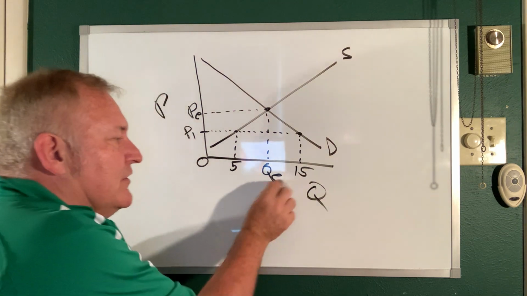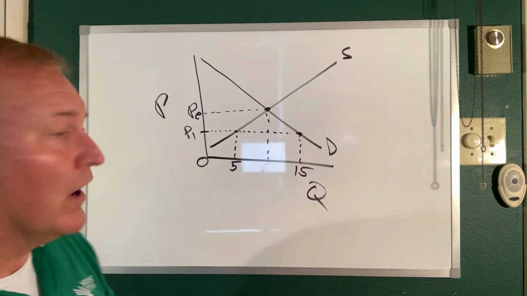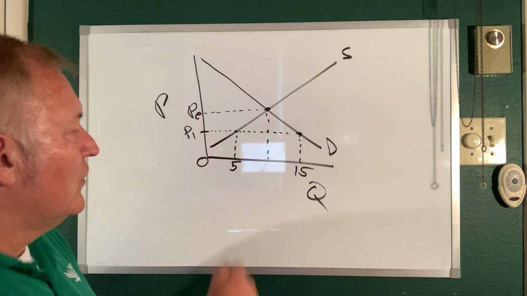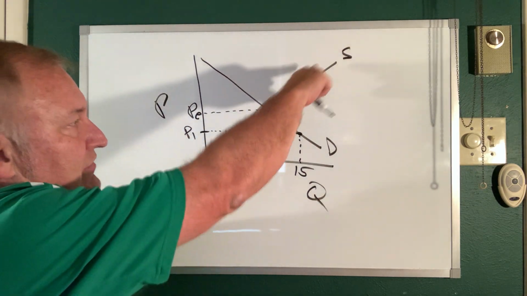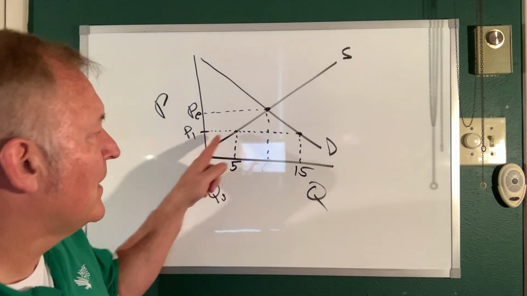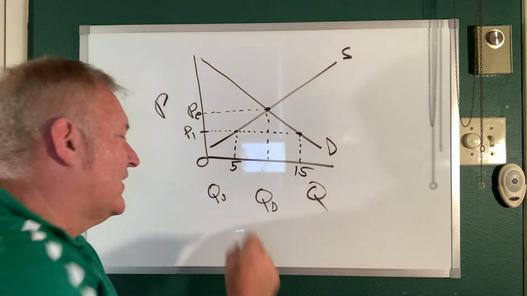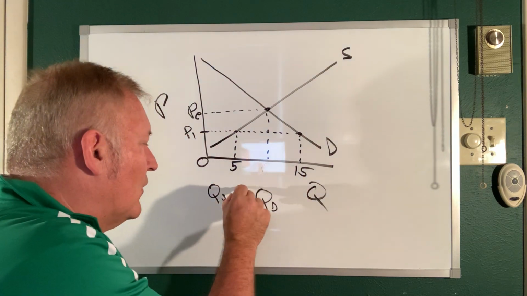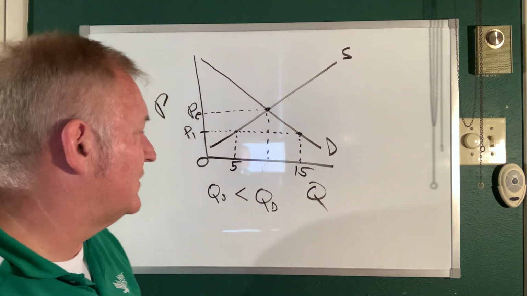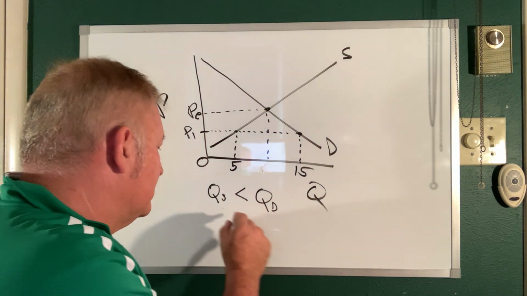And for right now, I'm just going to get rid of this equilibrium quantity. So what's going on there? Well, here's what's going on. We can say that at a price of P1, the quantity coming off the supply curve, quantity supplied, is 5, and the quantity demanded is 15, and 15 is bigger than 5, so the condition where the quantity demanded is greater than the quantity supplied, what's that called? That's called a shortage.